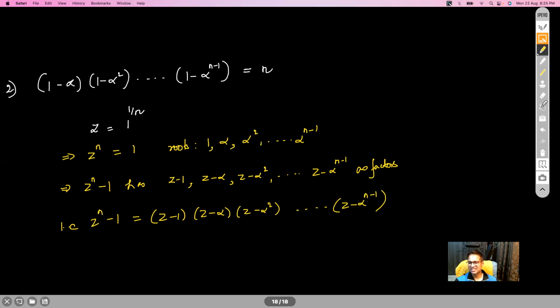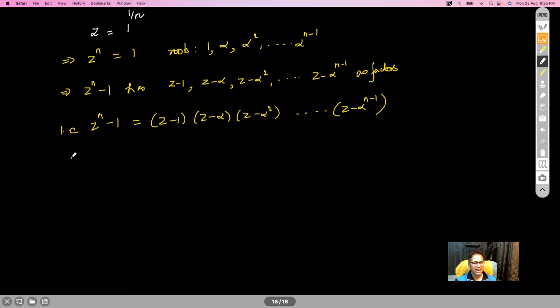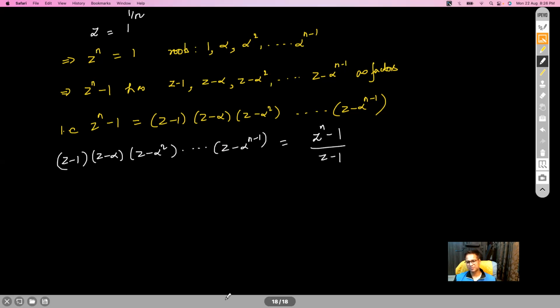Okay. Now, if that is the case, you will all admit that I can write z minus alpha, z minus alpha square, and so on to z minus alpha to the power n minus 1 as z to the power n minus 1 by z minus 1. Can I write it like this? So I've just brought this term to the left side. So it goes below the z to the power n minus 1 term, right? So it comes as a denominator to that. Any questions here? Any concerns so far?